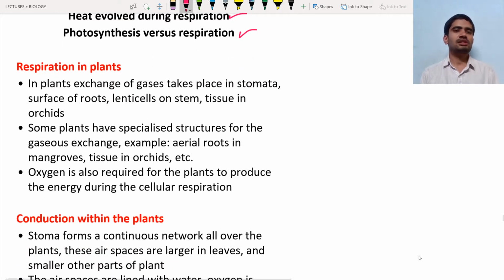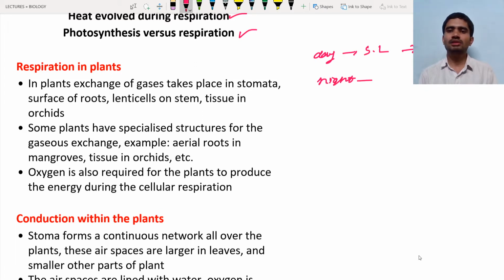Respiration also occurs in plants. Why? In the daytime, the plants have sunlight, so they perform photosynthesis. In photosynthesis, energy is produced and stored in the plant body. Some amount of energy is utilized on the spot by the plant, so there is no problem. But what happens in the night time?